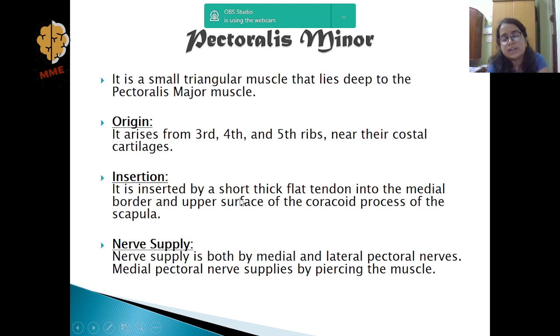It is inserted by a short, thick, flat tendon into the medial border and upper surface of the coracoid process of the scapula. You just remember the coracoid process of the scapula. If you can remember the medial border and upper surface, very nice, it'll be very good. But remember the coracoid process of the scapula. Nerve supply is again by the medial and lateral pectoral nerves. The medial pectoral nerve supplies the muscle by piercing it.